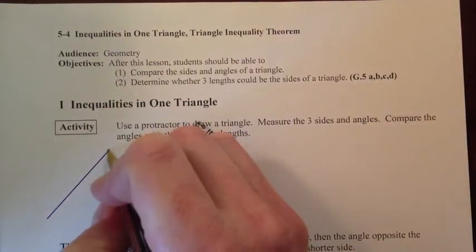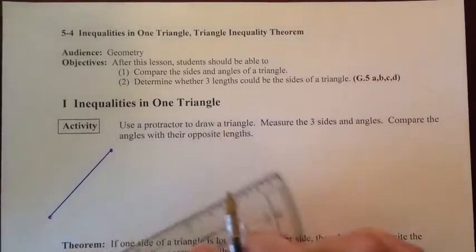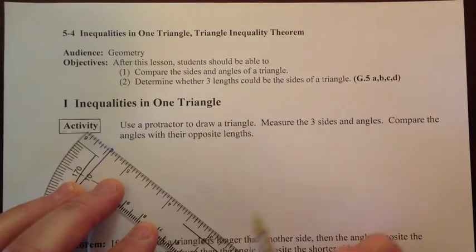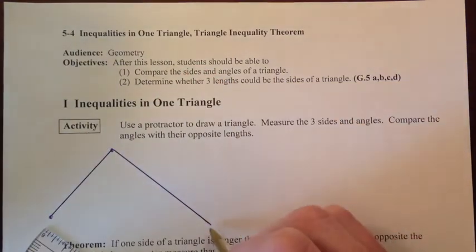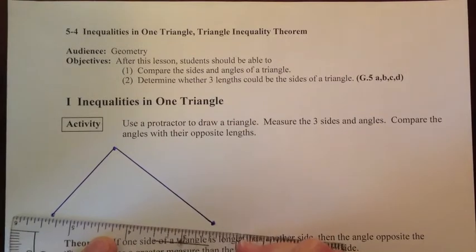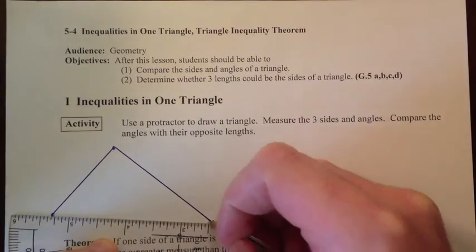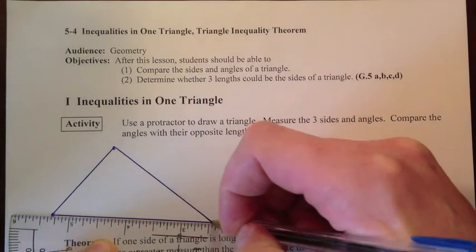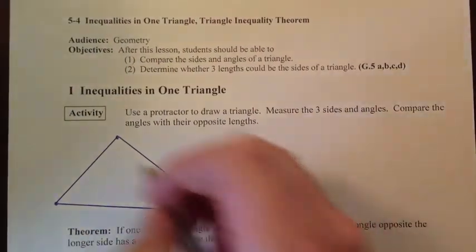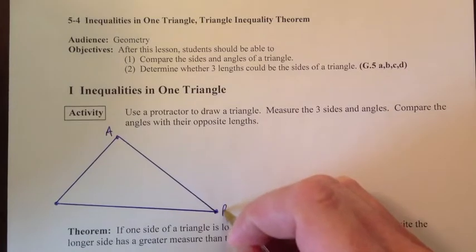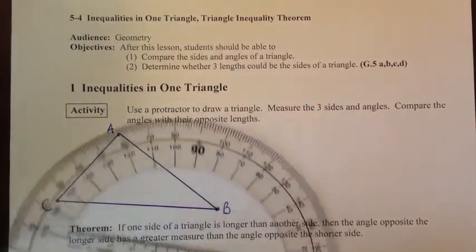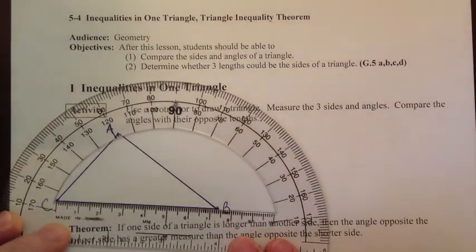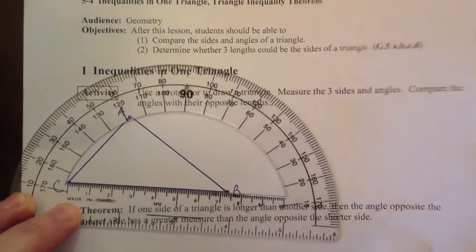Okay, so there's that right there. Okay, there's that right there, and then I'll connect it. Hopefully this is going to be scalene. Alright, so we'll call this triangle A, B, C. Now we want to measure the side lengths. Okay, so I can use a ruler. My protractor has a ruler on it. I'm going to do this in centimeters because it'll be a little bit more accurate.